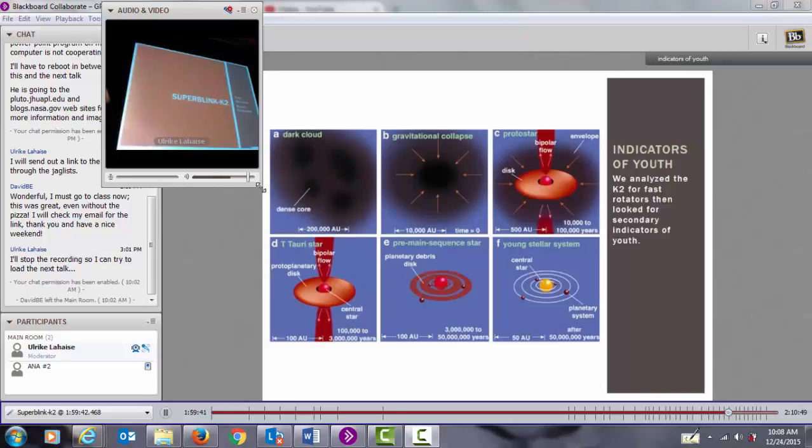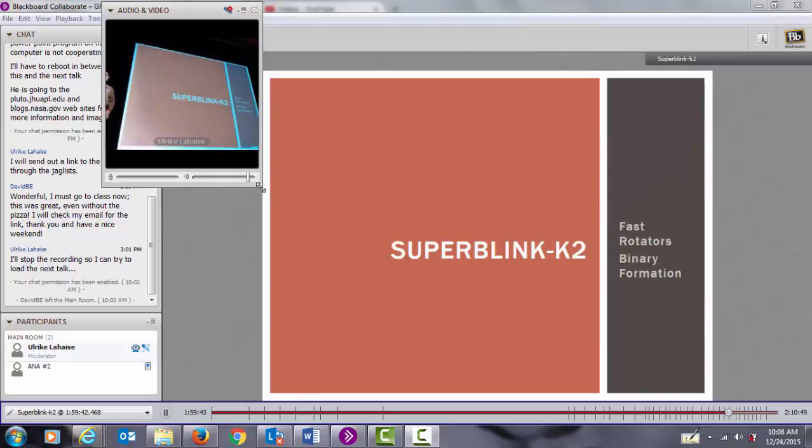So now I'm going to talk about my own research, the stars that I have been calling Superblink K2. I'll tell you about the fast rotators that I found, and then some more about binary formation because my advisor and I just got 2 NASA grants last week, and so that's probably the direction that my dissertation is going to go. I've only got 2 slides about it, so I'll tell you what I know about that so far.